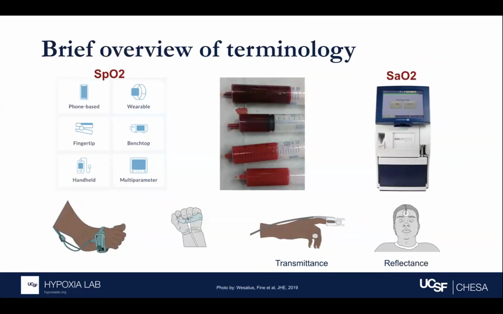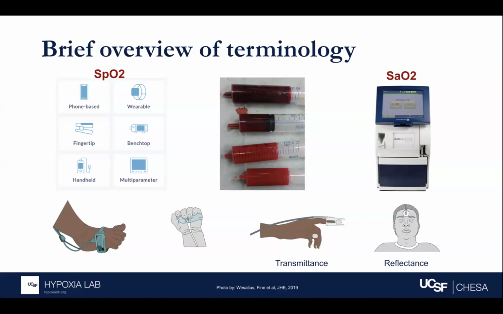So I'll touch briefly on some terminology for those who don't live and breathe this stuff, no pun intended. On the left here, pulse oximeters come in many different shapes and sizes. They are integrated into wearables, phones, but also fingertip devices, benchtop or tabletop devices, handheld devices, and multi-parameter devices. That's what we're going to be mostly focused on when we're talking about devices today.